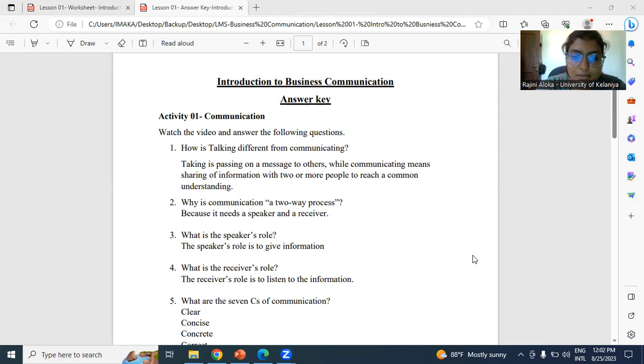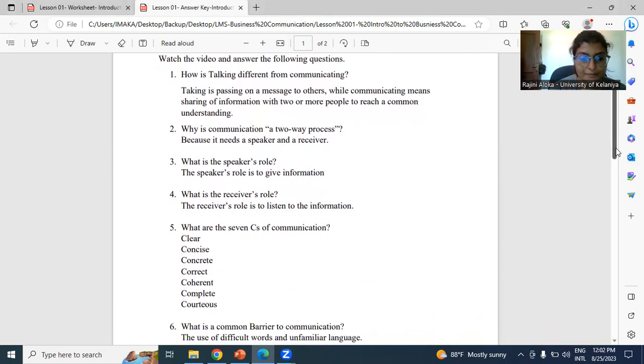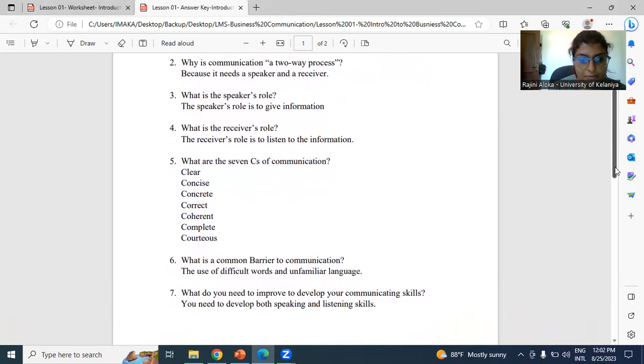Because it needs a speaker and a receiver. What is the speaker's role? The speaker's role is to give information. What is the receiver's role? The receiver's role is to listen and understand the information. What are the 7 C's of communication? Clear, concise, concrete, correct, coherent, complete, courteous.